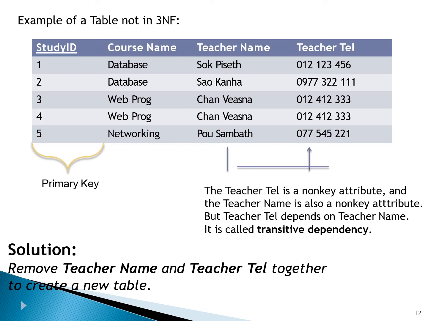Consider this example. In this example, we have study ID as the primary key and all other attributes are non-key attributes. Here we can see that a non-key attribute, telephone number, is dependent on another non-key attribute, that is the teacher's name. So this is violating the definition of 3NF. So we need to remove this kind of dependency, thereby splitting the table.